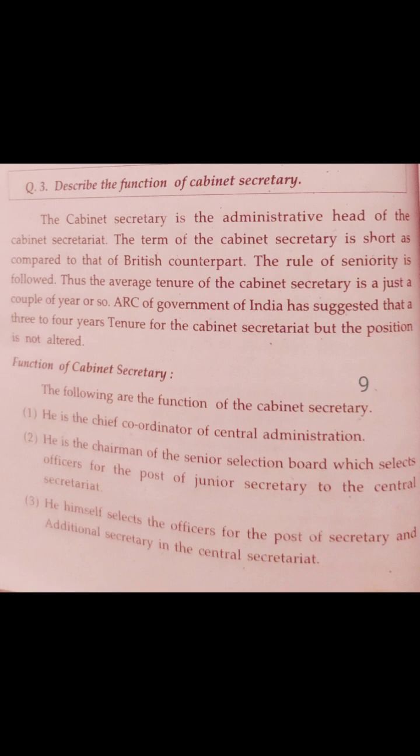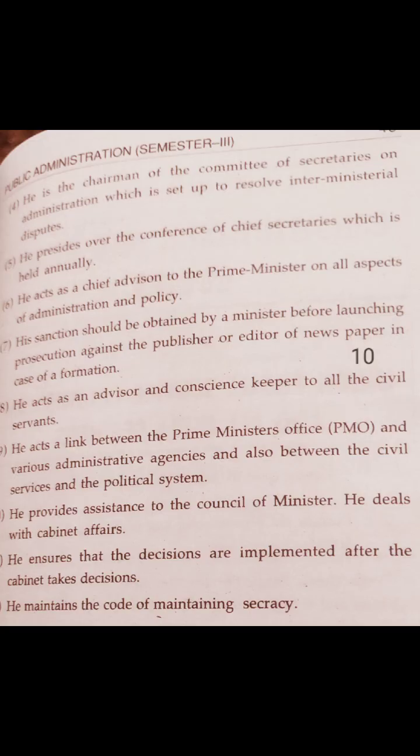Second, he is the Chairman of the Senior Selection Board, which selects officers for the post of Joint Secretary to the Central Secretariat. Third, he himself selects the officers for the post of Secretary and Administrative Secretary in the Central Secretariat. Fourth, he is the chairman of the Committee of Secretaries on Administration, which is set up to resolve interministerial disputes. Fifth, he presides over the Conference of Chief Secretaries, which is held annually.